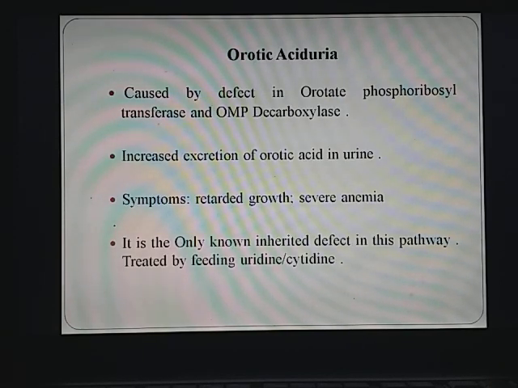So, orotic aciduria. Orotic aciduria is caused by a defect in orotate phosphoribosyl transferase and OMP decarboxylase. Increased excretion of orotic acid in urine is the characteristic of orotic aciduria. The symptoms of orotic aciduria are retarded growth and severe anemia, and it is the only known inherited defect in this pathway which can be treated by feeding uridine and cytidine.